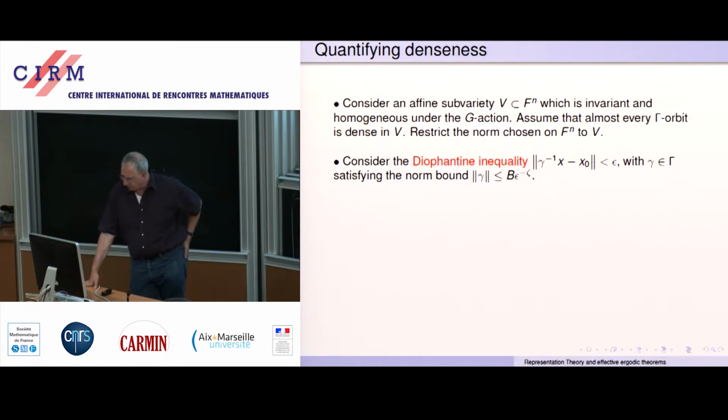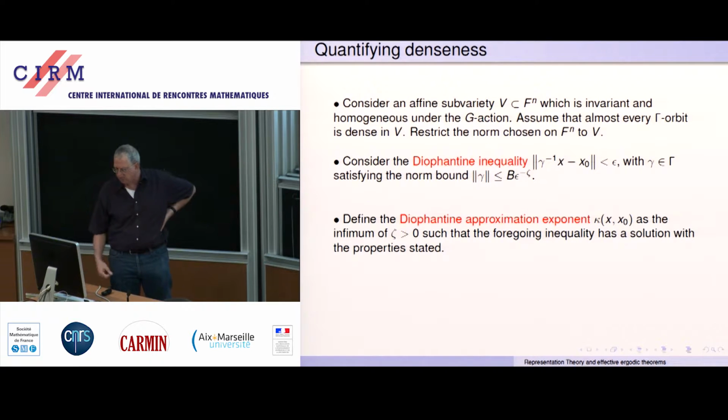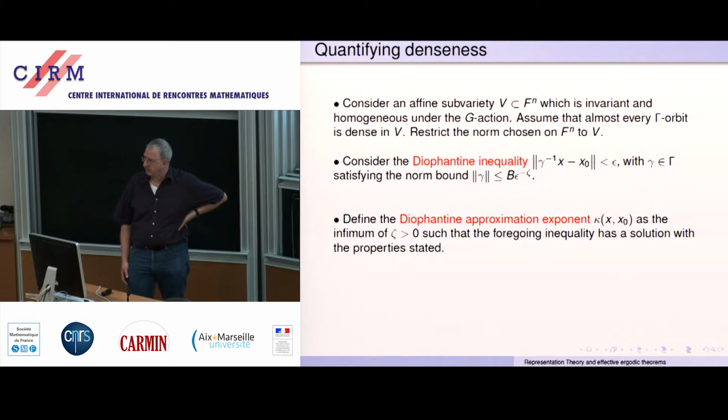And then we consider the Diophantine inequality, which is the norm of gamma inverse x minus x naught less than epsilon, with gamma in Gamma satisfying the norm bound, norm gamma less than b times epsilon to the minus zeta. And we define the Diophantine approximation exponent kappa as the infimum of zeta such that the foregoing inequality has a solution with the property stated. So kappa is the best possible zeta, by definition. And kappa is what you would like to estimate.